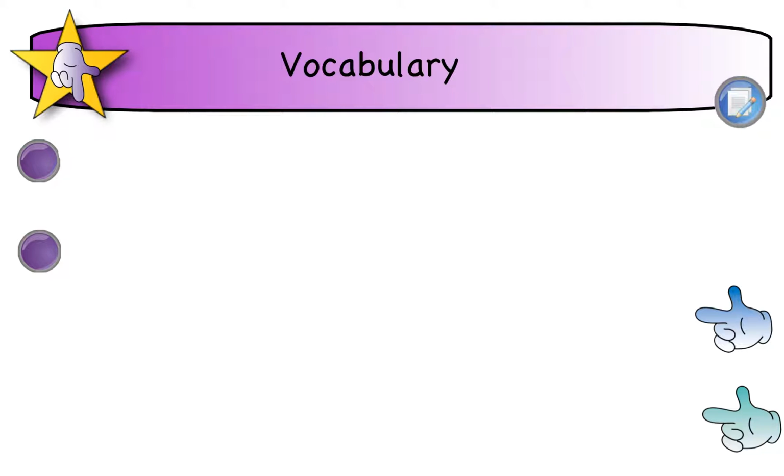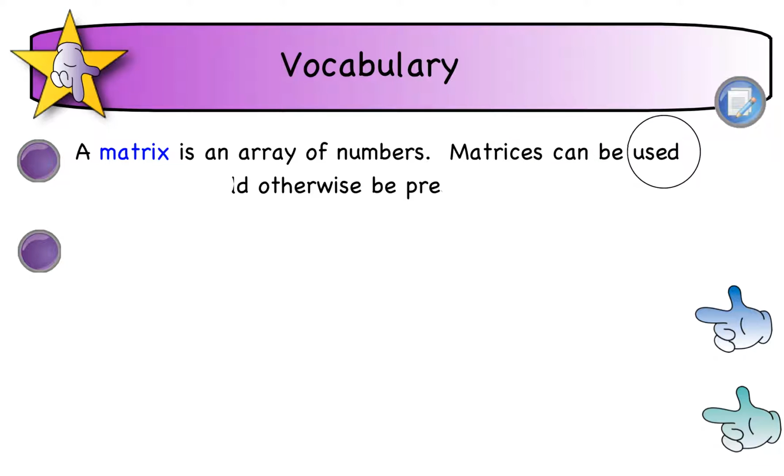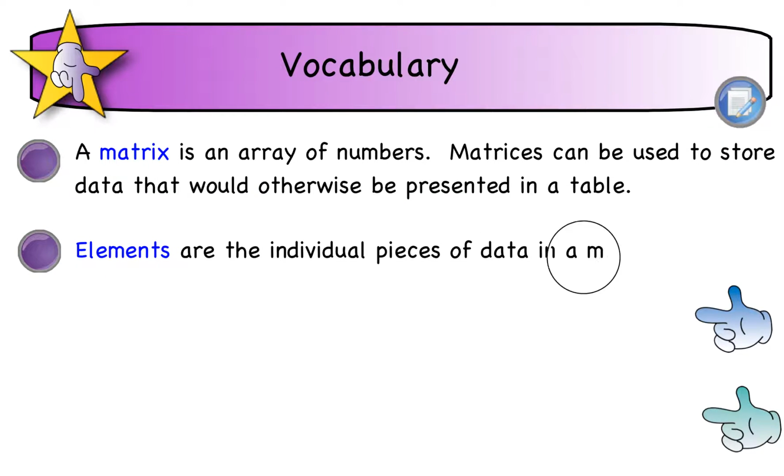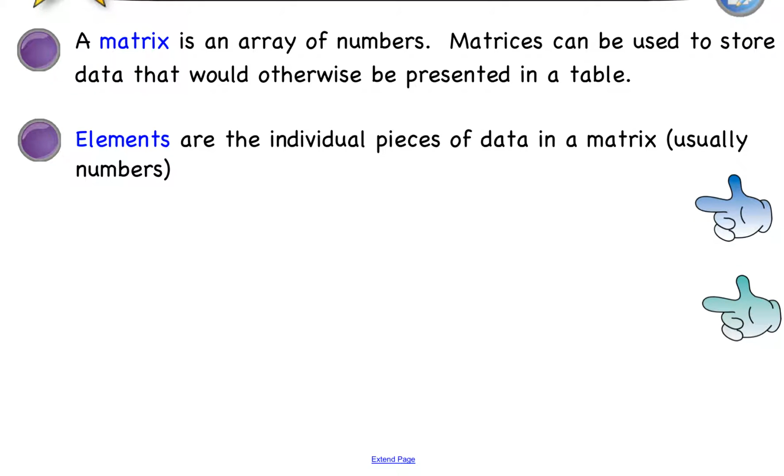A couple of vocabulary terms for you, just a few here. The first one is a matrix is an array of numbers, and you'll understand what that means in a minute. This array of numbers can be used to store or represent data that we normally would represent in a table. There are elements in each matrix, and those elements are the individual pieces of data in the matrix. This will all make more sense when we look at examples. So for now, just get the definitions down.